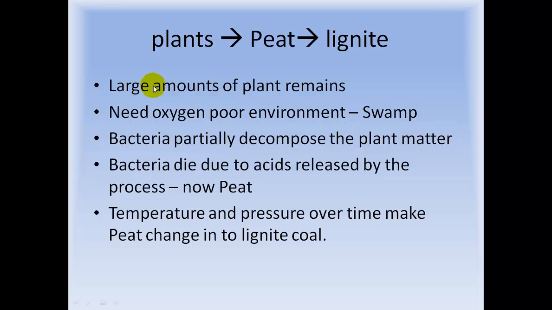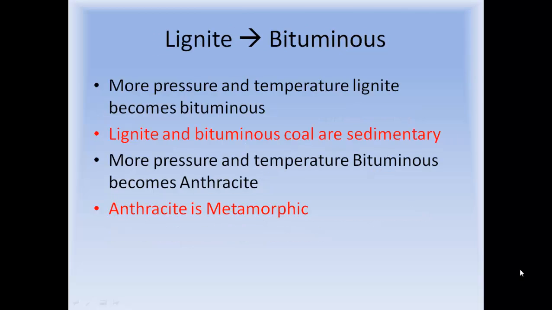Okay, so large amounts of plant remains need to be in an oxygen-poor environment like a swamp. Bacteria partially decompose the plant matter. Bacteria die due to the acids released by the process, and now what remains is peat. Temperature and pressure over time make the peat change into lignite coal. With more pressure and temperature, lignite becomes bituminous coal.